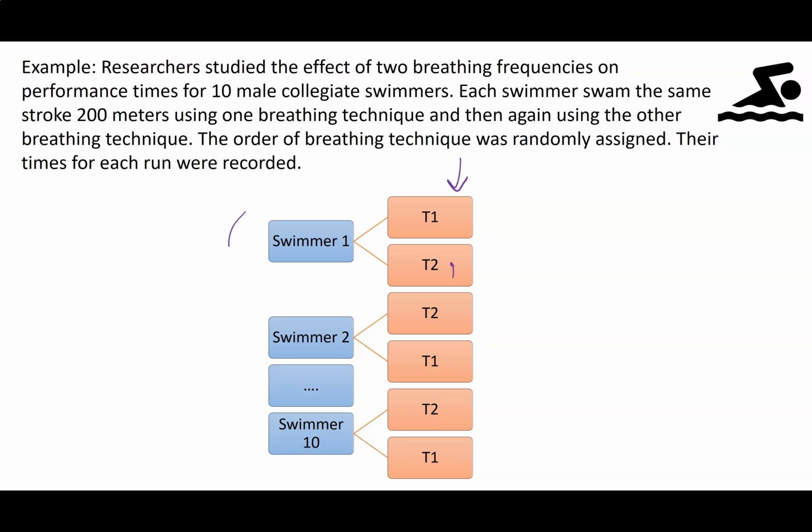So the order of the breathing technique is randomly assigned, and their times for each run is recorded. Swimmer 1, they do technique 1 and then technique 2. Swimmer 2, they're randomly assigned to do technique 2 first and then technique 1. All the way through, swimmer 10 did technique 2 and then technique 1. That's the idea behind the paired. And so pre and post, or 2 different things on one individual, is common.